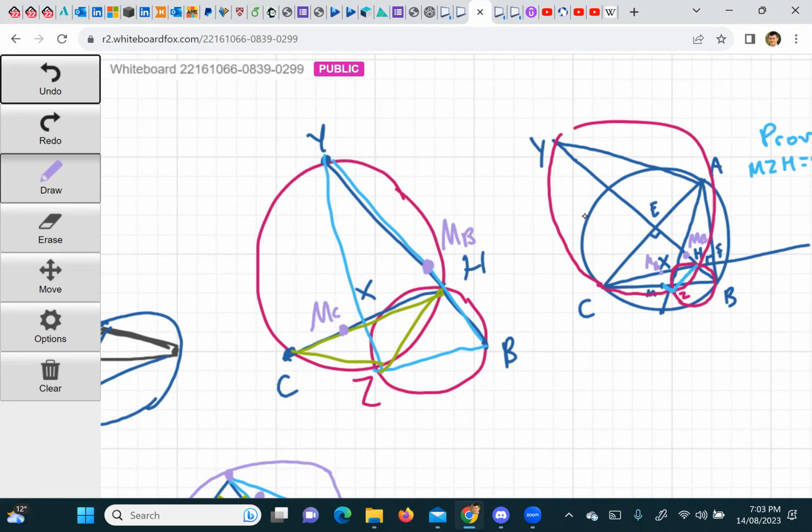Okay. So the question is solved if M, Z, H and the two purple points are cyclic. Can you see that this is equivalent to saying that MB is sent to MC under this spiral similarity? Why? Because that's the point where you're rotating.